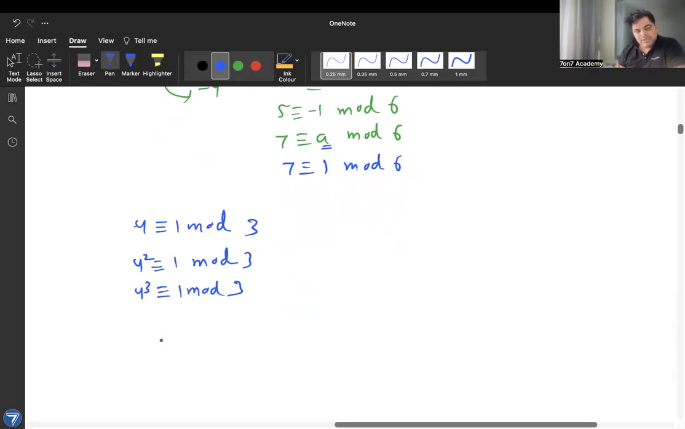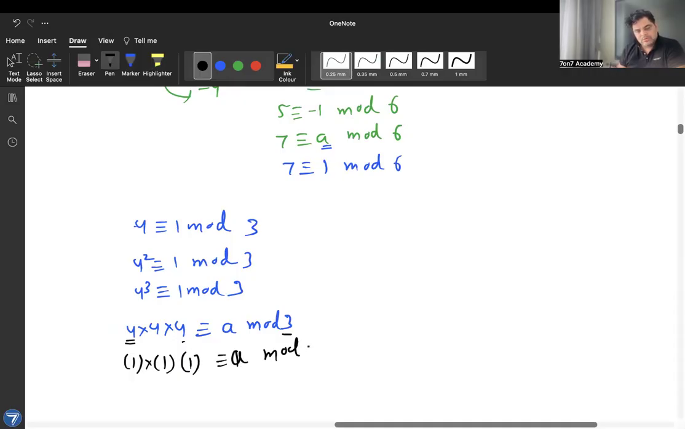Will it work? If you write 4 into 4 into 4, what will it be mod 3? Each 4 divided by 3 gives remainder 1, so the multiplication would give 1. So 4 cube is congruent to 1 mod 3. So this actually works. Squaring, cubing, whatever you want to do, that also works. So try to replace this number by some equivalent number which gives the same remainder as 4 gives, and then your multiplication is going to be easy.